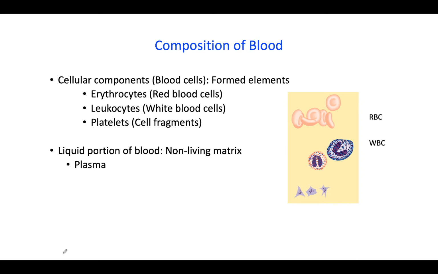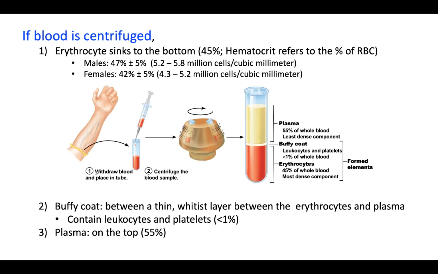These cellular components are called formed elements. The liquid portion of the blood is the plasma. So this plasma is extracellular matrix to blood cells. If you spin blood in a centrifuge, the heavy formed elements are packed down and plasma, the liquid portion of blood, rises to the top.